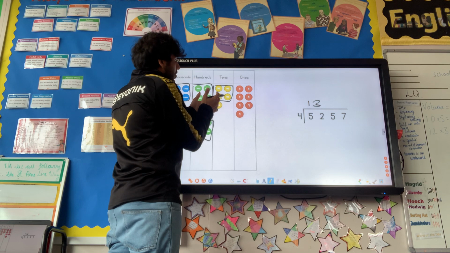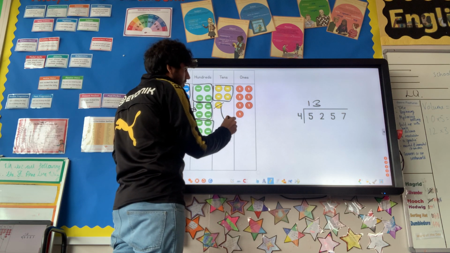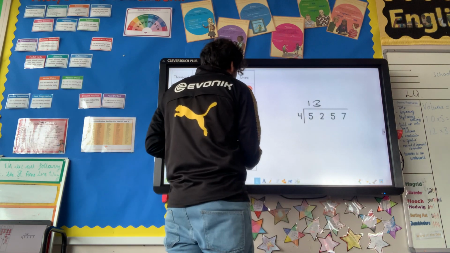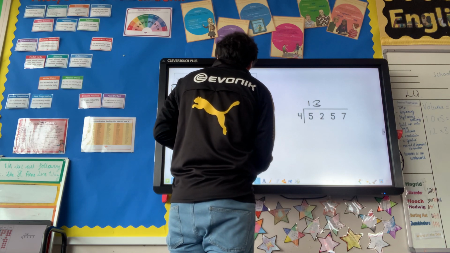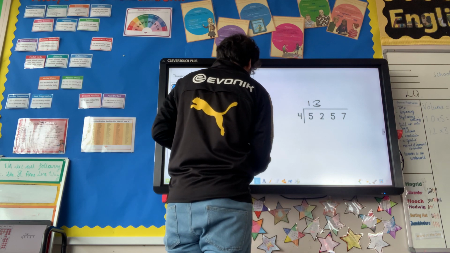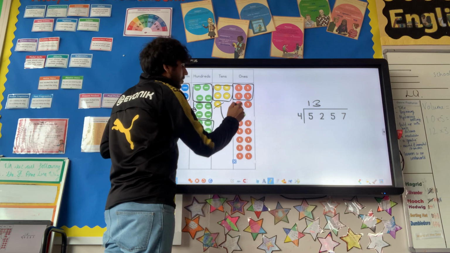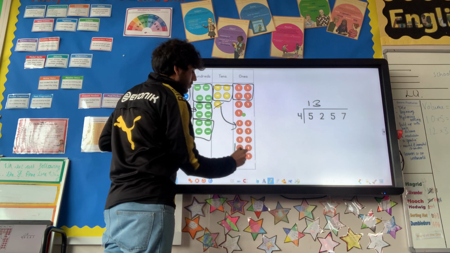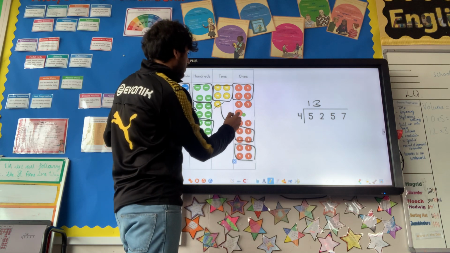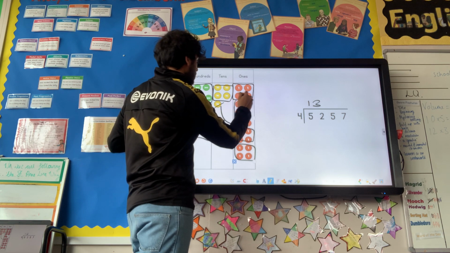Again, we've got the same problem. So we're going to regroup the columns. We're going to get rid of that 10 and make 10 ones. Let's do that here. Now, hopefully, we should be able to group them into groups of 4. So we've got 1 group there, easy. One group there, one group there. Then we've got 1, 2, 3, 4 there.